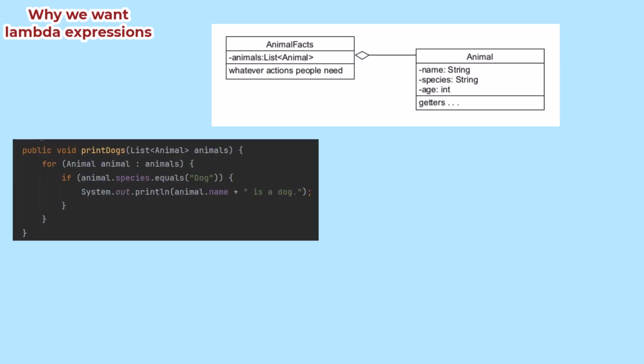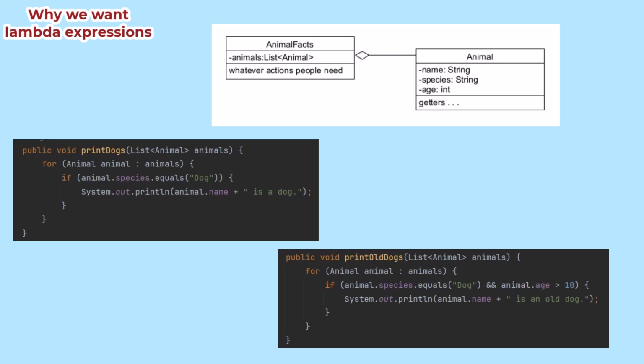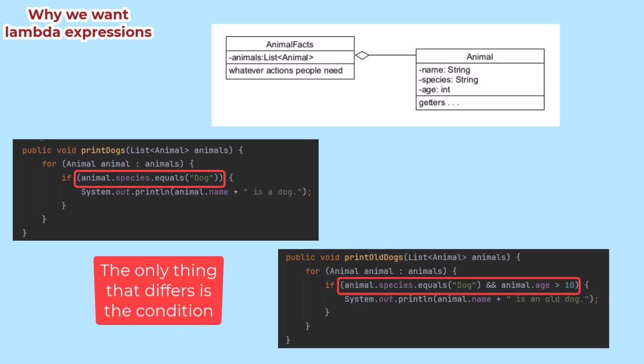For example, let's say that we have a simple class that holds some information about animals and a class that processes lists of animals. For example, maybe somebody wants to print out all of the dogs in a list. Pretty easy to code a method for that. Then somebody wants one that prints out all of the old dogs. Still easy, but how many of these are we going to have to build? If there are going to be a lot of these, I'd really like the person calling the method to be able to pass in the condition. That's the kind of thing that we can do with Lambda expressions.